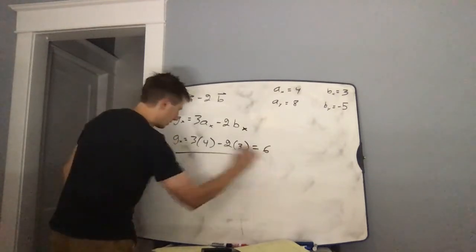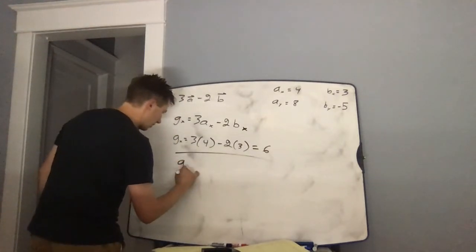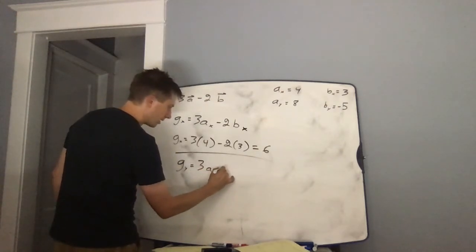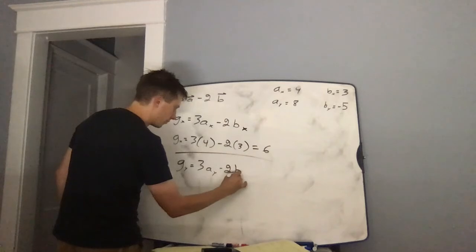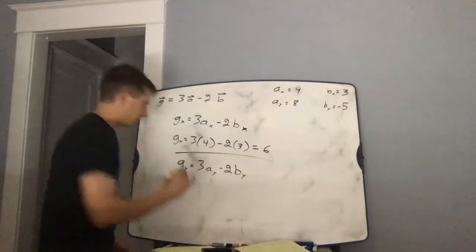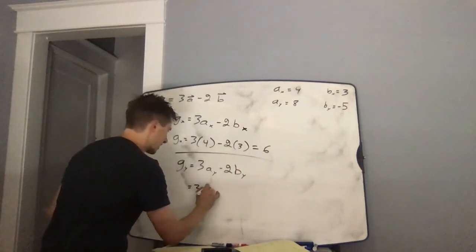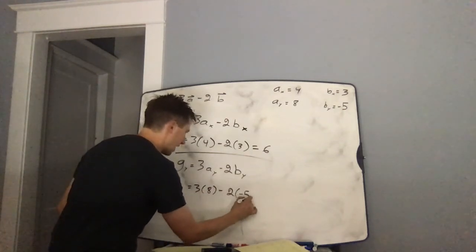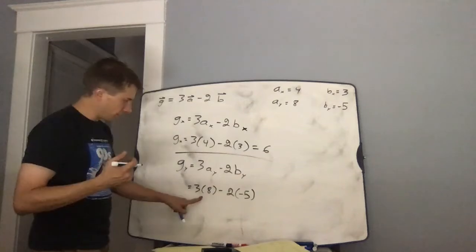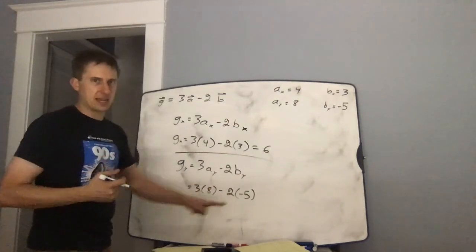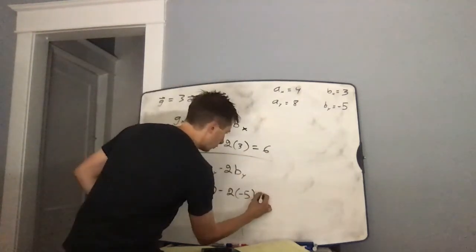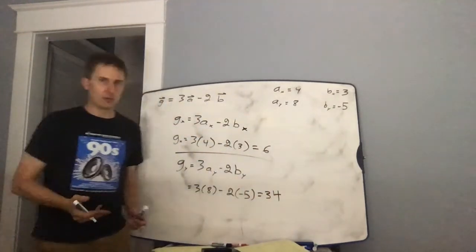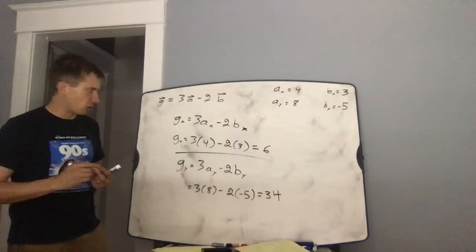And similarly, gy could be thought of as 3ay minus 2by. So that would be 3 times 8 minus 2 times -5. And again, 24 minus -10, 24 plus 10, that would be 34. So at the end of the day, the components of g we found are going to be identical.